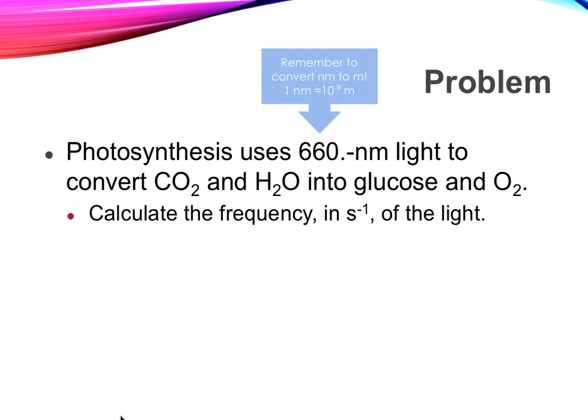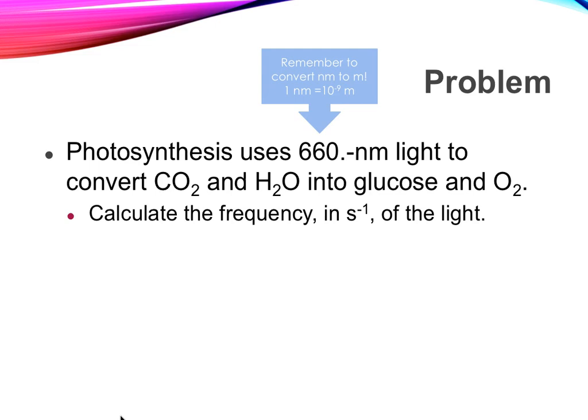Our wavelength was measured in nanometers. That's a very common unit for electromagnetic radiation in the visible spectrum. They're usually in the nanometer range, but we are using the speed of light in meters per second. So really we need to make sure all our units match. So converting nanometers to meters is really helpful.